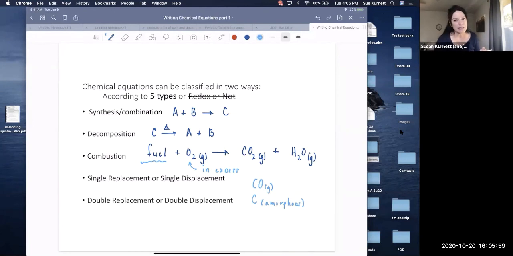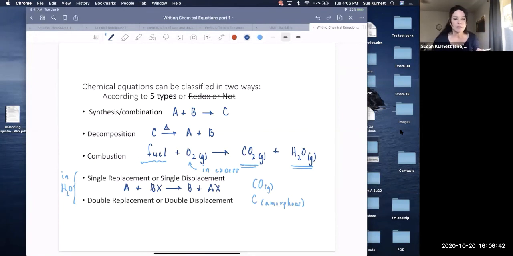But in our class, we're always going to have enough oxygen, and fuel is always going to be the limiting reactant. So our products of combustion will always be CO2 and H2O. Single displacement and double displacement reactions are really important in our class because these reactions occur in water. And a lot of general chemistry is looking at the chemistry that happens in water. For single displacement, we're going to start with an element and a compound that are going to react to form a different element and a different compound.